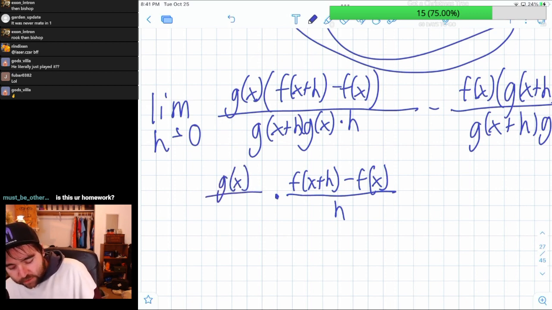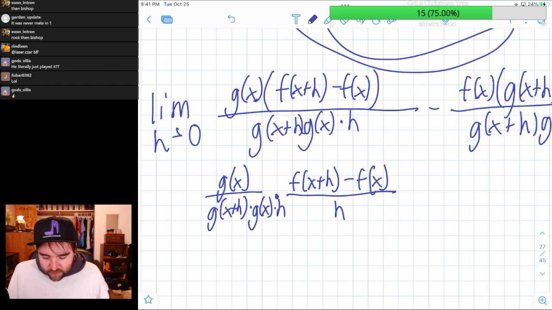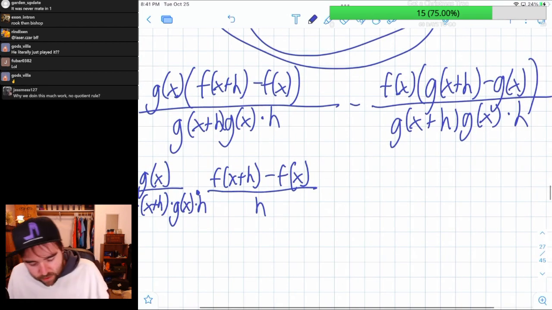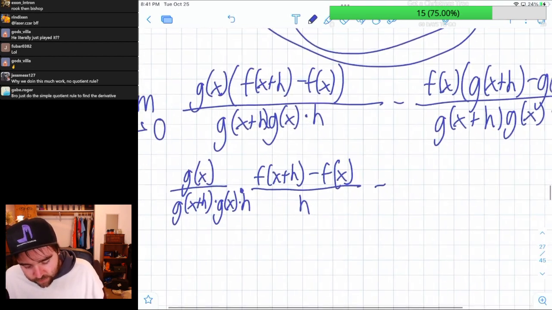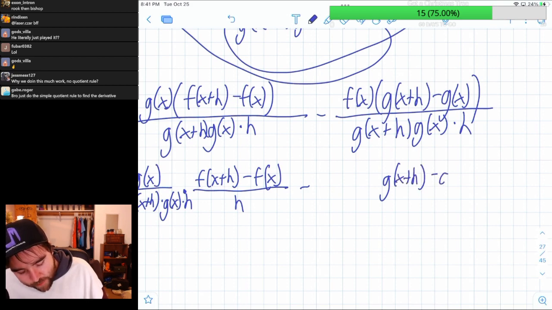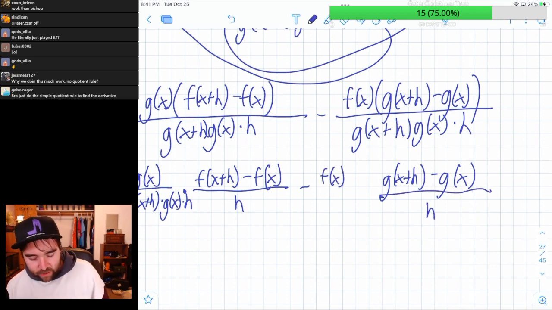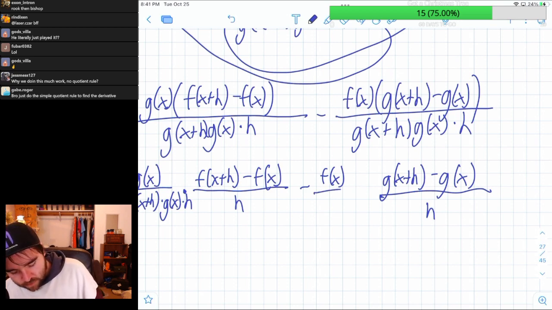So that's g of x over g of x plus h times g of x times h. And then this over here is, we're going to find our g of x plus h minus g of x over h, and then minus f of x over g of x plus h times g of x.